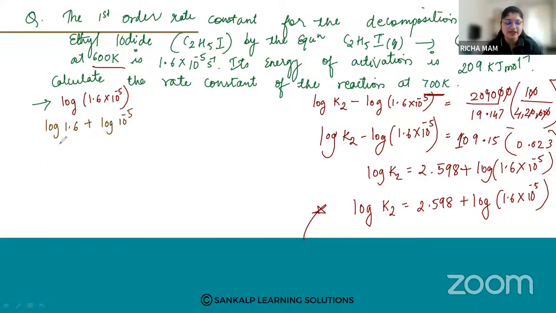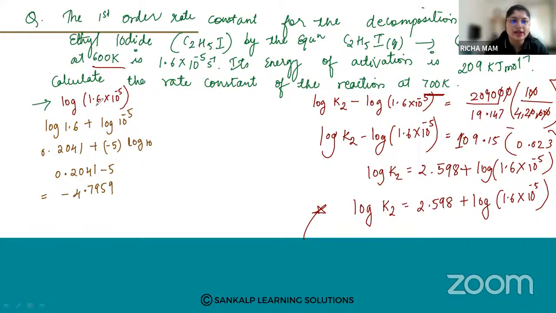So log of 1.6 I am getting as 0.2041, plus log of 10 raised to minus 5, which is minus 5 into log of 10. So this is 0.2041 minus 5, so I'm going to get minus 4.7959. Did you get the same? Try to solve. Log of 1.6 into 10 raised to minus 5: the product can be written as log of A plus log of B, right? Like this.